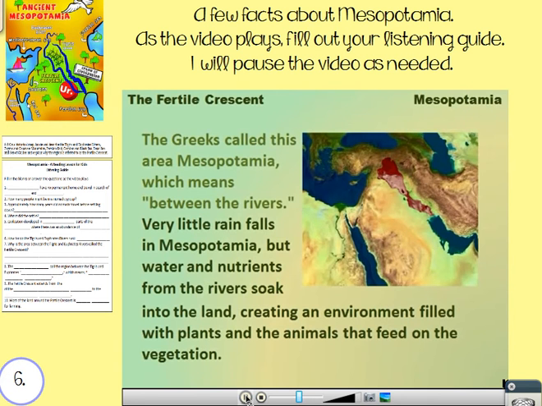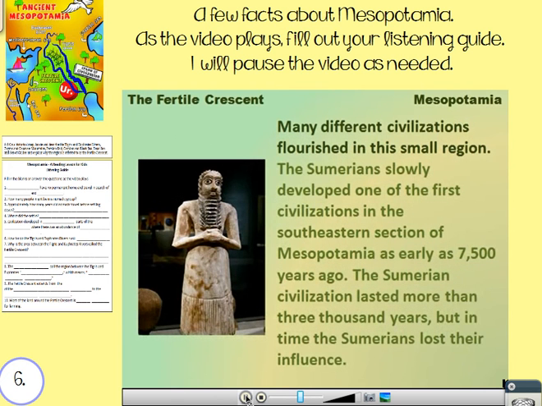Creating an environment filled with plants and the animals that feed on the vegetation. Many different civilizations flourished in this small region. The Sumerians slowly developed one of the first civilizations in the southeastern section of Mesopotamia. So the Sumerians were the first civilization of people to develop in Mesopotamia.